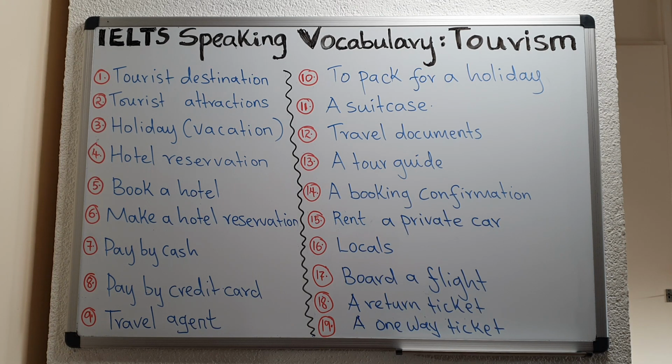Cash means you pay by money, notes. If it is 20 euros, you pay with a 20 euro note. Now, the next word is pay by credit card. So you can pay by cash or you can pay by credit card.